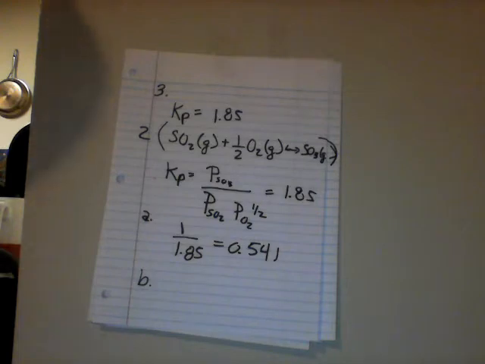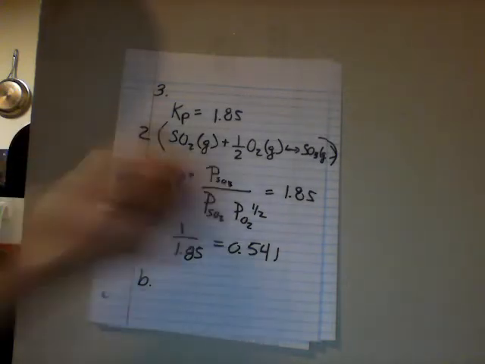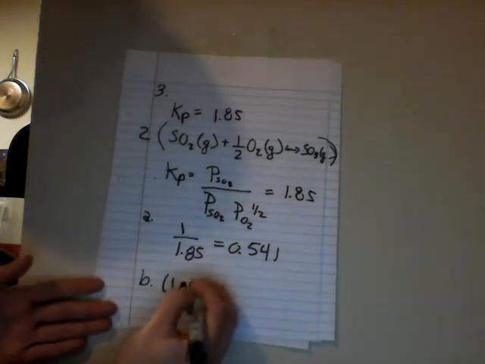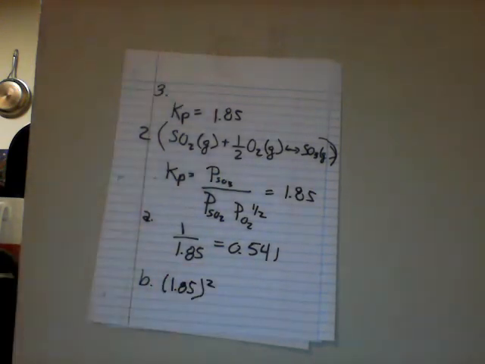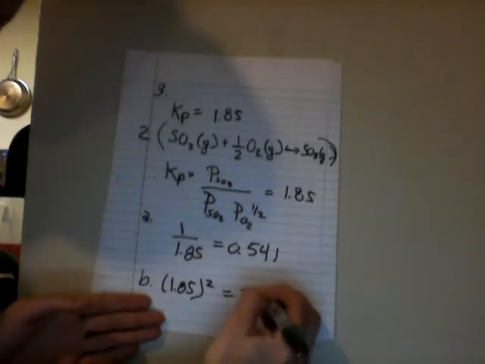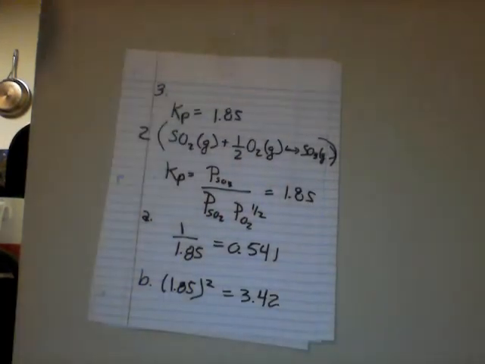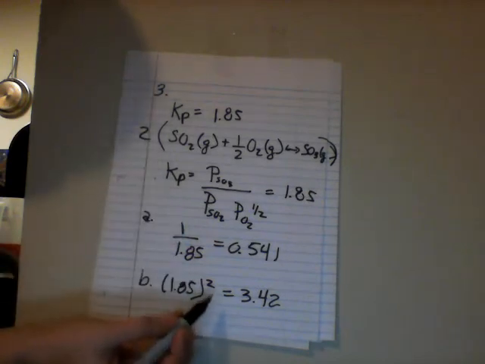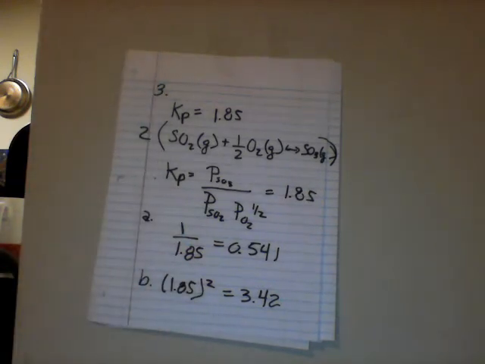Now all I do to my KP value, if I multiply this whole thing by 2, is take my 1.85 and raise it to that power. And that's the answer for B: literally taking that value and raising it to the 2. Right? So in that case, fairly simple as well. Now, if I multiplied everything by 3, I'd raise it to the 3rd power. Make sense? Hopefully it does. I don't think that's too hard of a concept to follow.